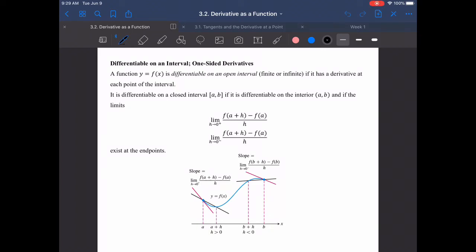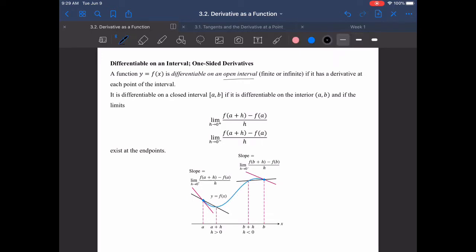All right, we're going to go ahead and finish up 3.2 now. So let's take a look at this here. Differentiable on an interval and one-sided derivative. A function y equals f of x is differentiable on an open interval, finite or infinite, if it has a derivative at each point in the interval. So that means that in some interval, every point on the graph between a and b would have a derivative.